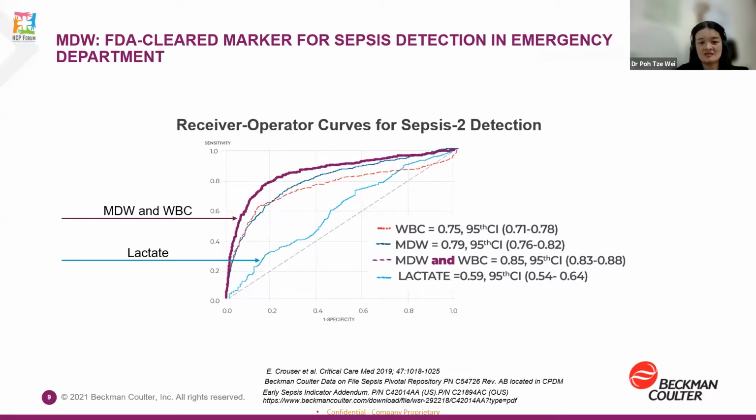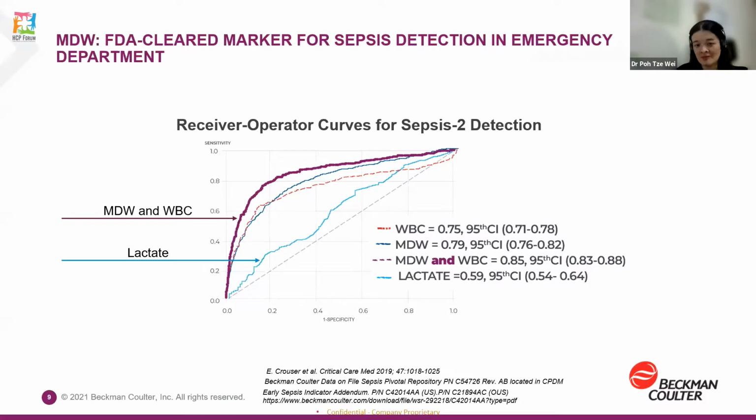So in this study, you can see that abnormal white count alone had an area under the curve of 75% in identifying sepsis. And this is looking at sepsis 2 definition using the SIRS scoring system. Abnormal MDW alone, which is the green line here, had a slightly better area under the curve of 0.79 or 79%. However, when you combine both abnormal MDW and abnormal white count, the area under the curve then jumps to 85%. So this is a full 10% increase from the abnormal white count alone in the early identification of sepsis.